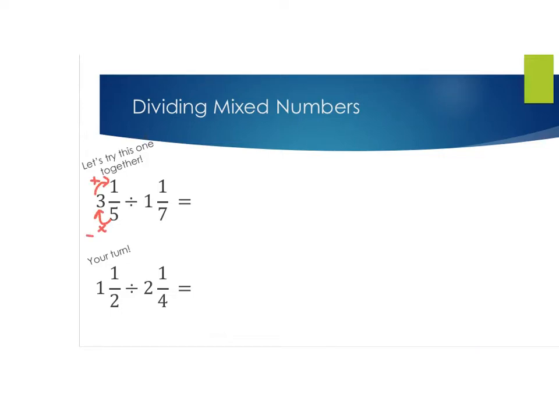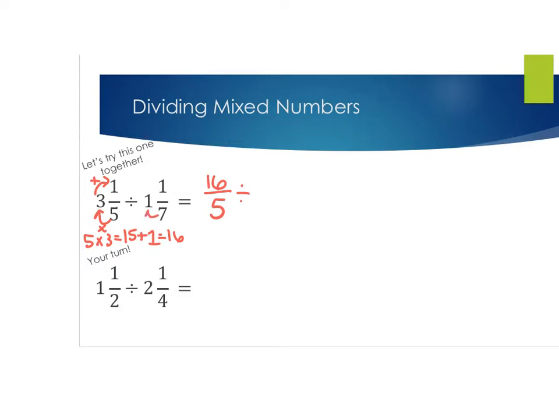Okay, so I'm going to do 5 times 3, which is 15, plus 1 more, which is 16. So that's my numerator. My denominator would be 5. Awesome. Then I'm going to write my division sign. Notice I have another mixed number. I got to go all around the world on that one too.